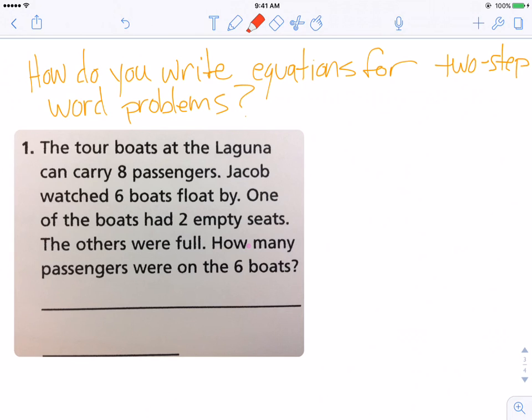This tutorial is to help explain how we've been working on two-step word problems. So the first thing we do is we read the question.